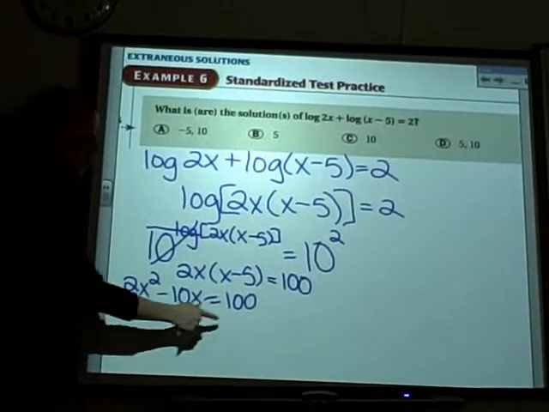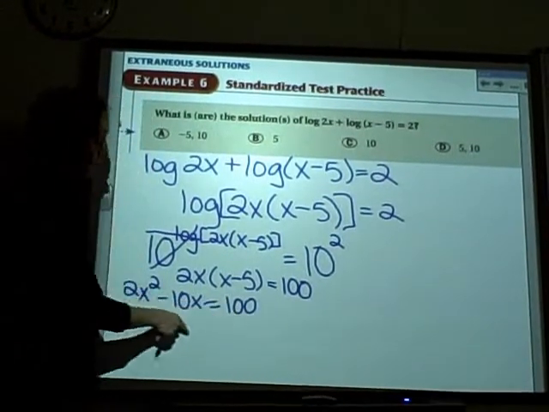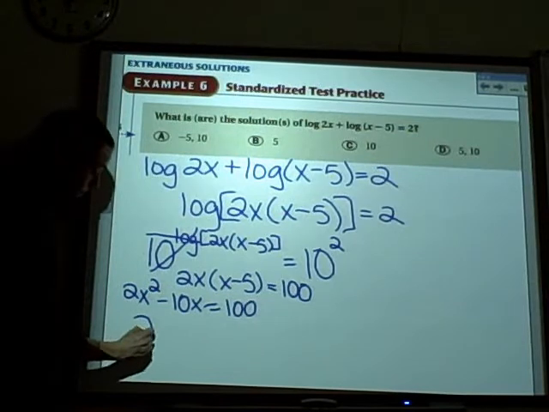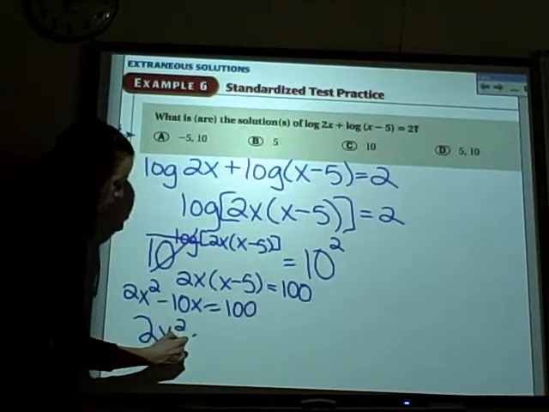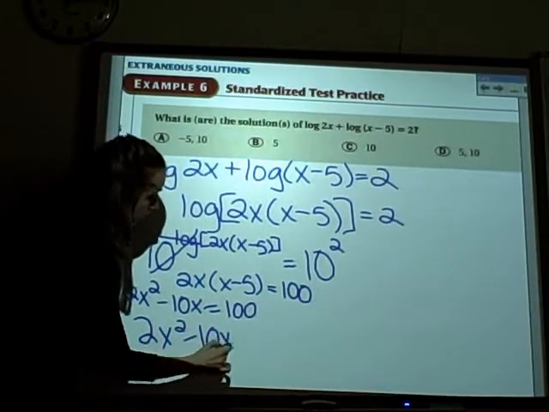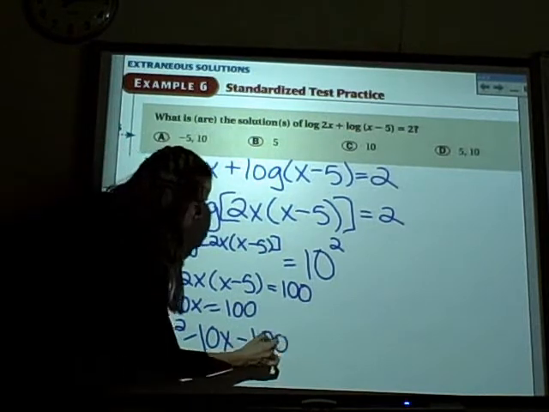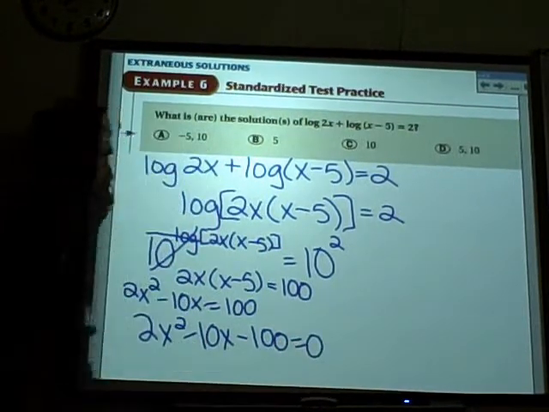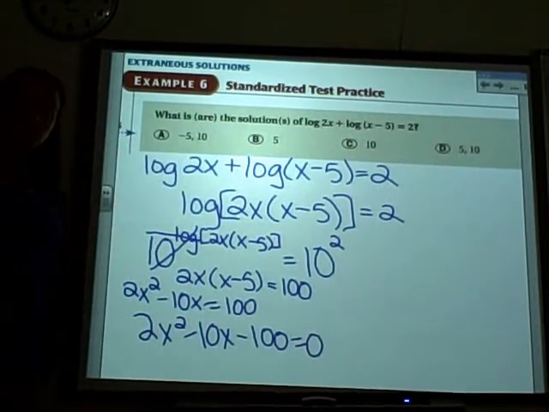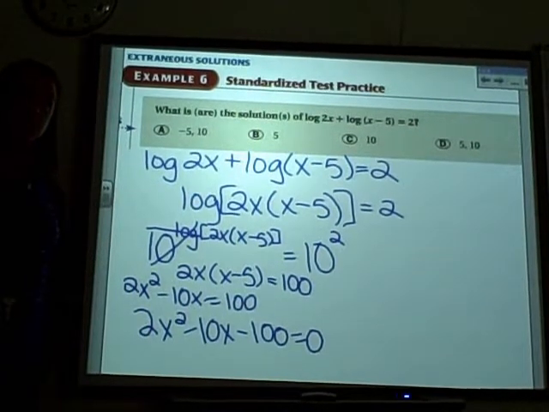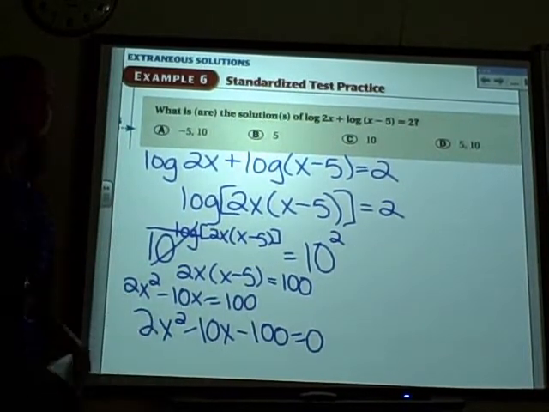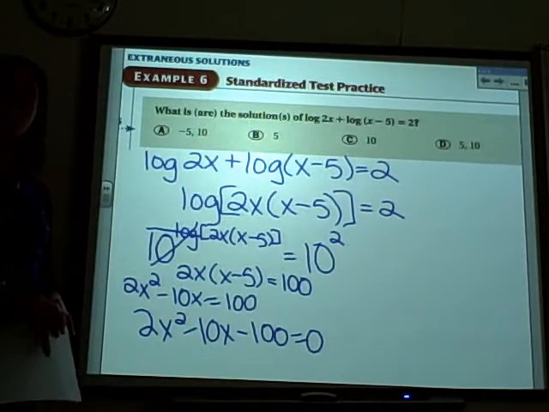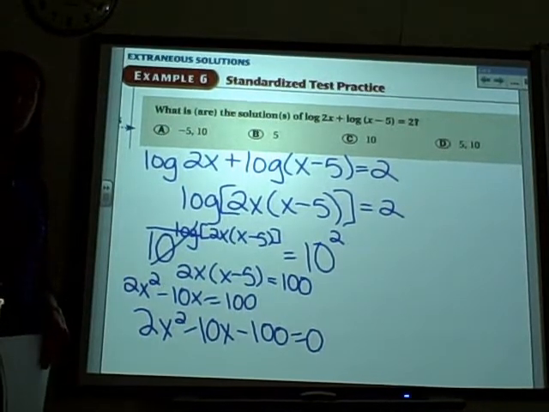So I definitely want to take that 100 and move it back to this side. 2x squared minus 10x minus 100 equals 0. Now, from last chapter, you guys found several different methods of solving these. You can factor, you can graph, you can use the quadratic equation. It's entirely up to you.